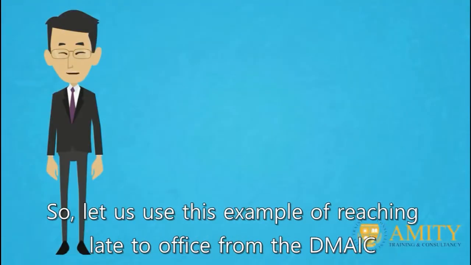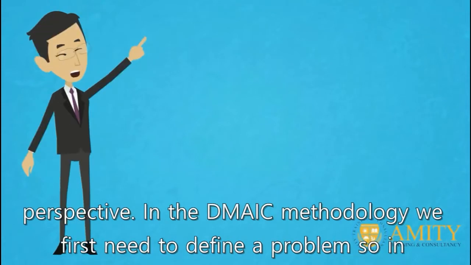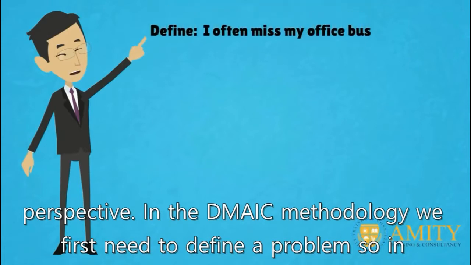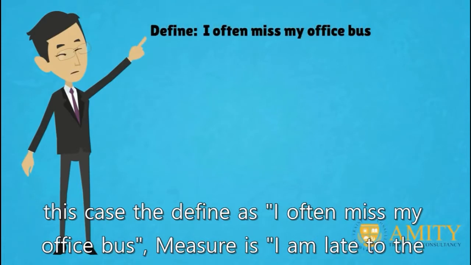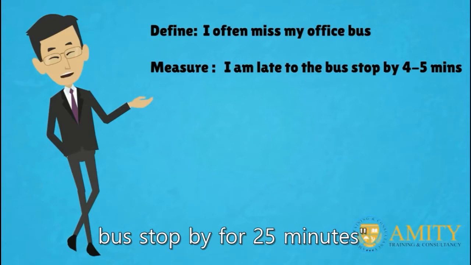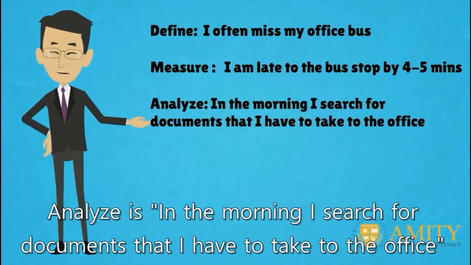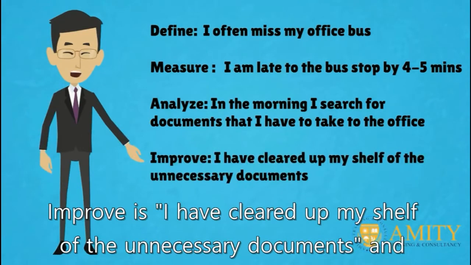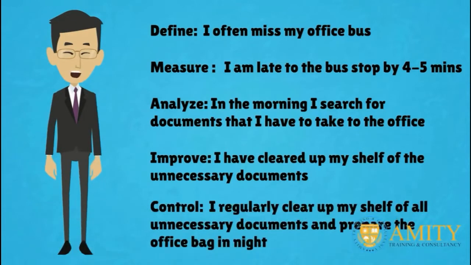So, let us relook this example of reaching late to office from the DMAIC perspective. In the DMAIC methodology, we first need to define the problem. So, in this case, the define is, I often miss my office bus. Measure is, I am late to the bus stop by 4 to 5 minutes. Analyze is, in the morning, I search for documents that I have to take to the office. Improve is, I have cleared up my shelf of the unnecessary documents. Control is, I regularly clear up my shelf of all unnecessary documents and prepare the office bag at night.